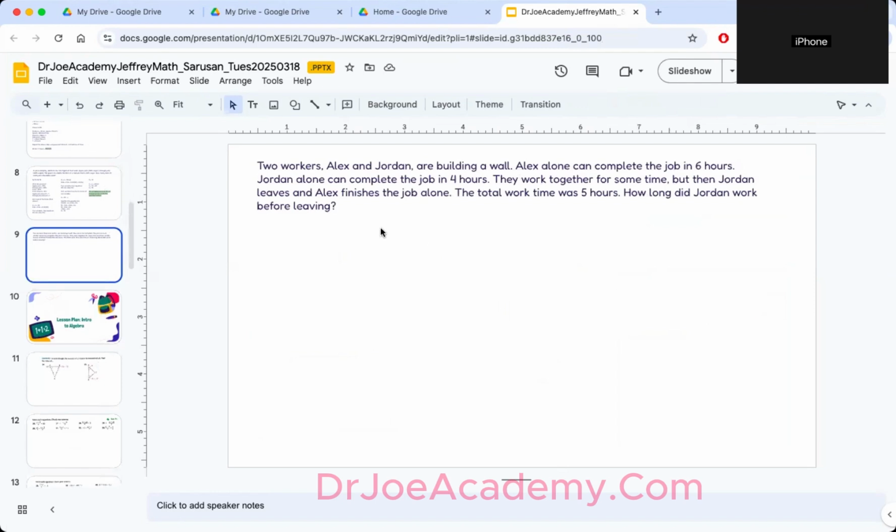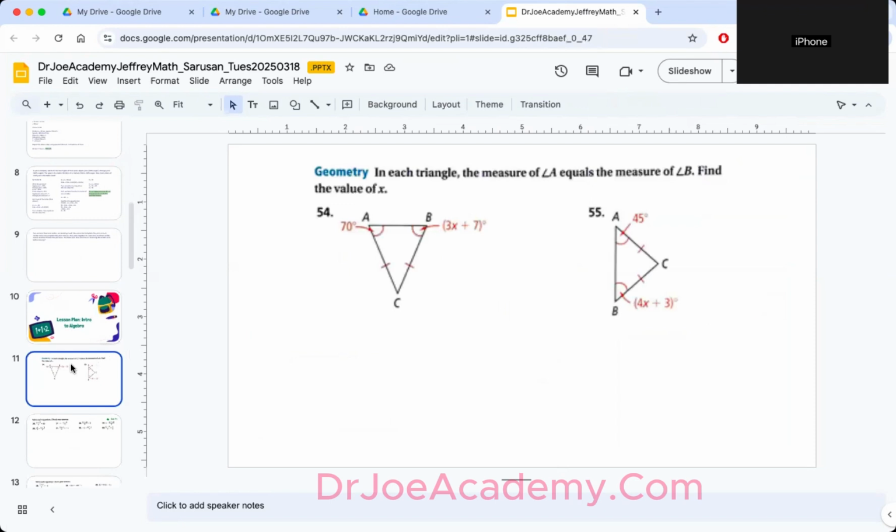Actually, let me leave this one for homework. Let's shift gears to a little bit of geometry mixed in with our algebra. So these two questions right here, these two diagrams, we're going to see if we can find the value of x. In each triangle, the measure of angle A is the same as the measure of angle B. So our goal is just to find the value of x.